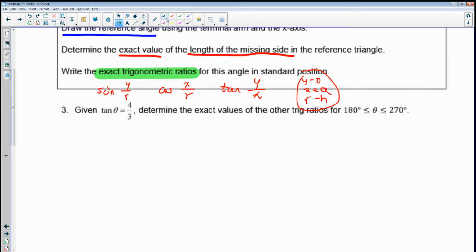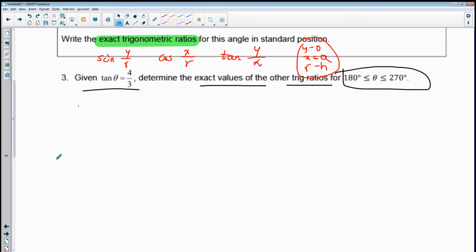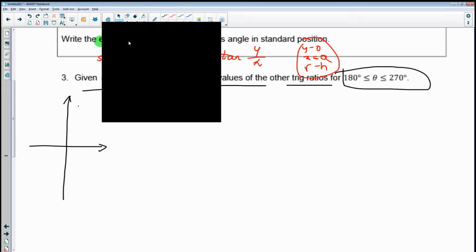So let's do another example here. Okay, we know tangent of an angle is 4 over 3. Determine the exact value of the other trig ratios given this condition. Given this condition, the angle is between 180 degrees and 270 degrees. First, let's start by drawing the angle. Once again, we'll draw it in blue. So that's the Cartesian plane.